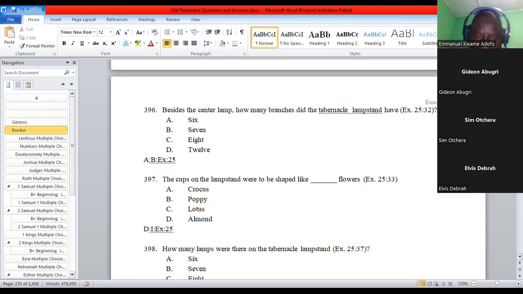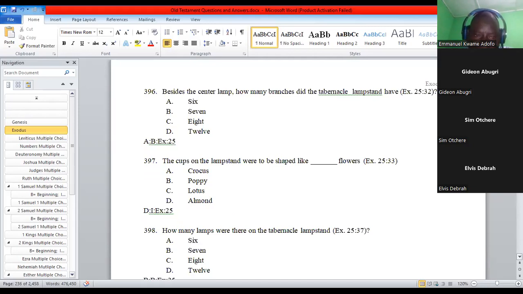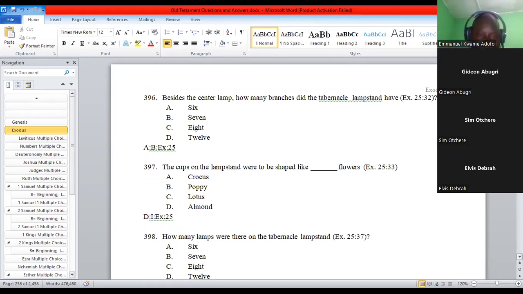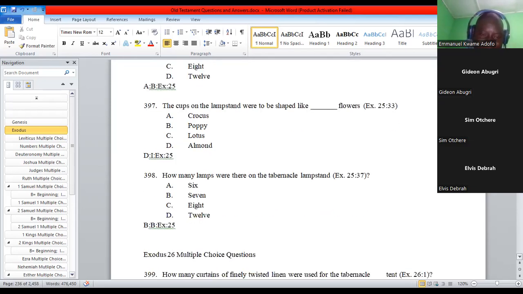How many lamps were there on the tabernacle lampstand? Seven. Are you sure? Why not six? Because you said six here. The question was beside the center lampstand. Very good. So beside the center, that means there's already one. Oh, yeah. Beside the one, it will give you seven. Okay, good. Good one.